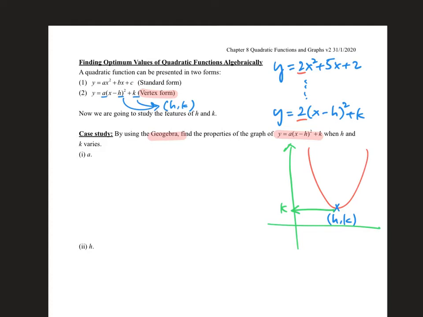The most important thing I would like to remind you of at last on this page is that no matter whether it's standard form or vertex form, the value of a is the same. Like what we mentioned in the right column, if it's 2x squared plus 5x plus 2, after several steps the value of a should be the same, which is 2.